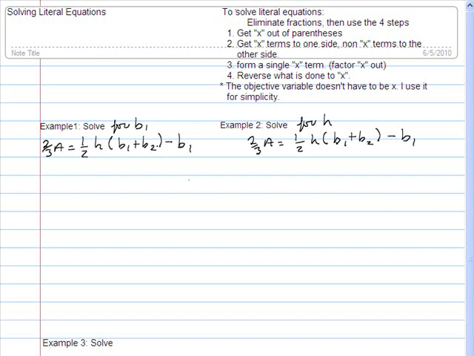The good news, though, about literal equations is that the steps that you use to solve them are the same steps we already learned for solving linear equations. So let's get started with this one. The best way to see the steps is just to go through it.